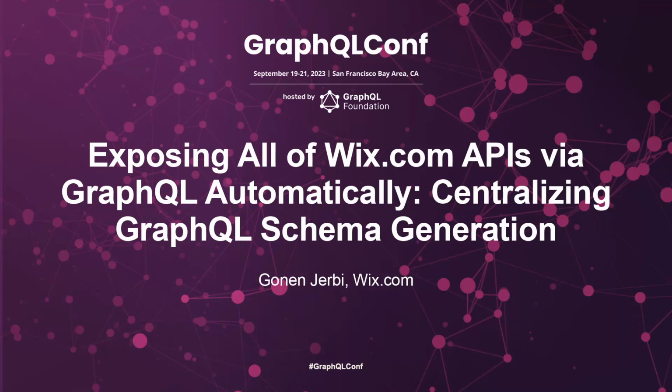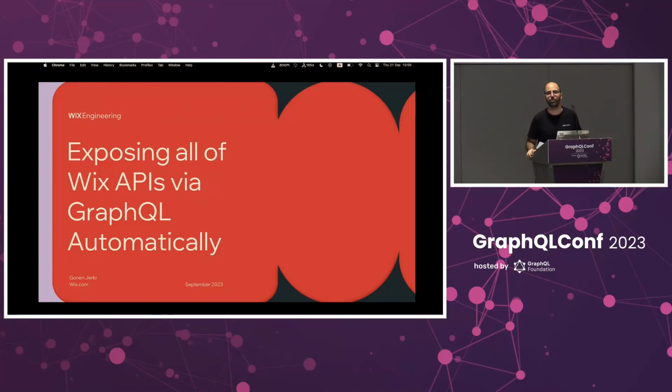My name is Gonen, and I'll be talking about how we managed to adopt GraphQL in Wix, but in a really special way, different, I would say, not normal at all. Basically, I'll introduce the story, how we managed to adopt it, and eventually how the architecture looks like and how we managed to solve the problem.